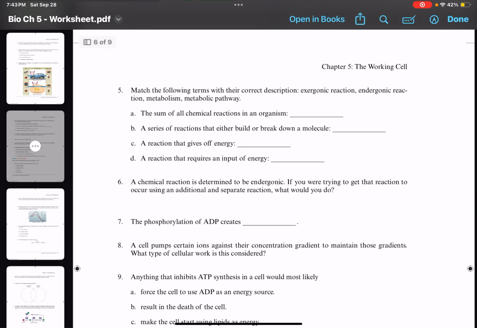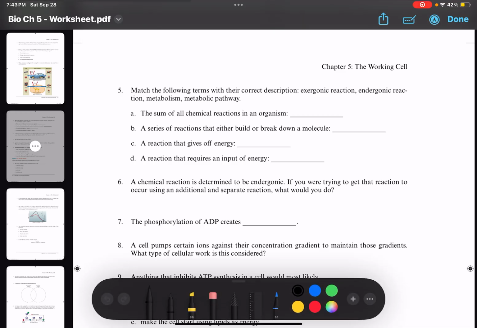Alright. Match the following terms with their correct description: endergonic reaction, exergonic reaction, metabolism, and metabolic pathway. The sum of all the chemical reactions in an organism, let's just skip that for now. Okay, the reaction that gives off energy, right? So what is a reaction that gives off energy? A reaction that gives off energy, aka releases energy, is an exergonic reaction, right?